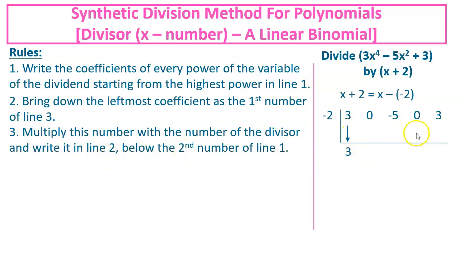Line 2 will be over here, below the second number of line 1. The second number is 0. We will be writing negative 6 below 0. Okay, and this is line 2.